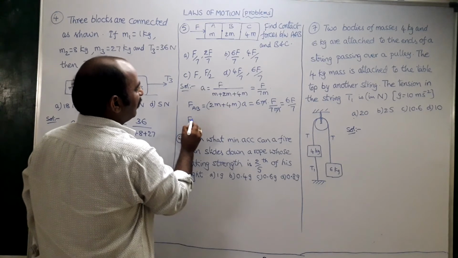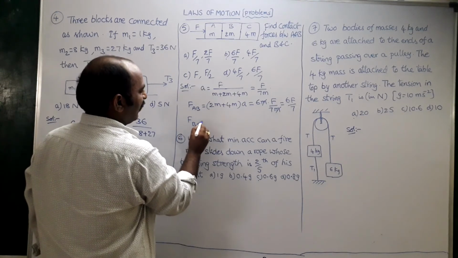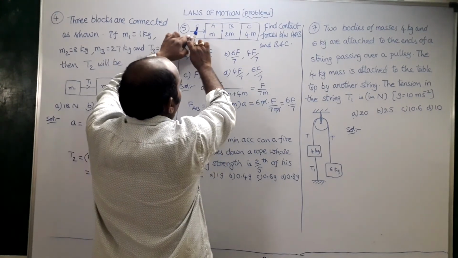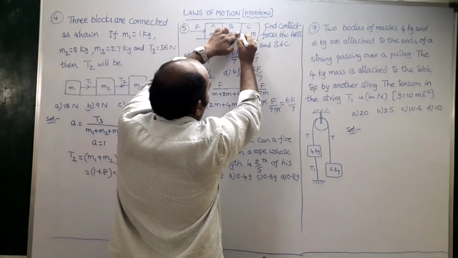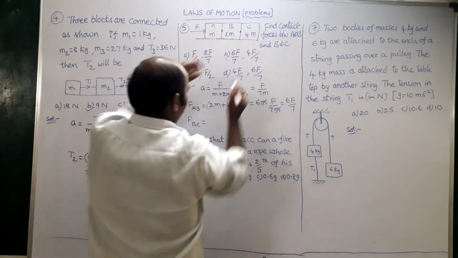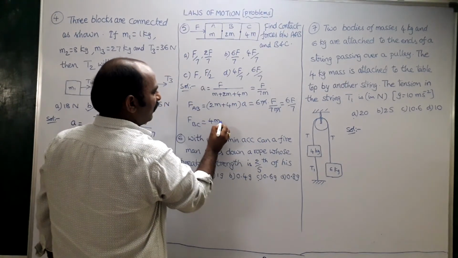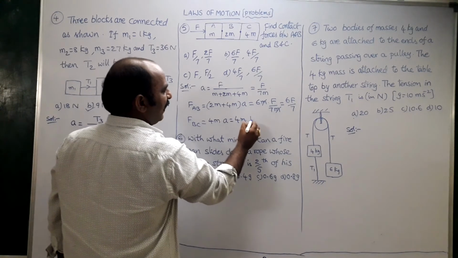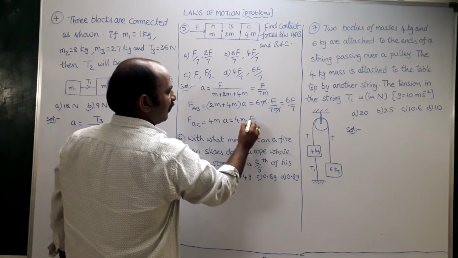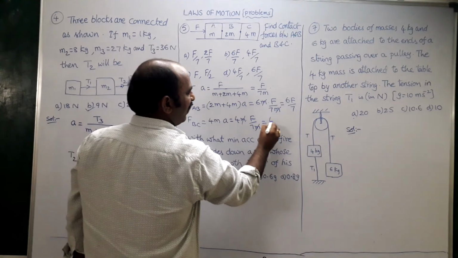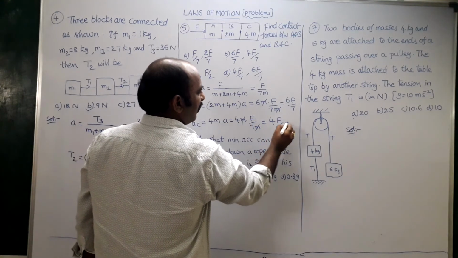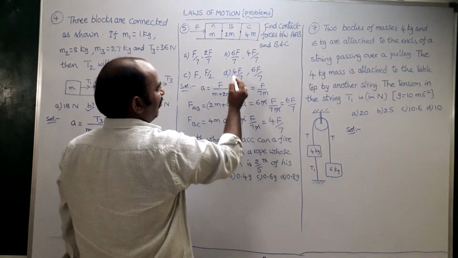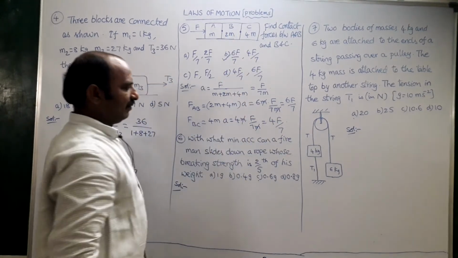Similarly, you find FBC. Contact force between B and C is, here from the external force side, we want here. That's why the remaining mass is 4m. 4m into A. Now 4m into A value, A is F by 7m. m and m get cancelled. Finally, we get 4F by 7. In order, first 6F by 7 and then 4F by 7. So option B is the right answer.